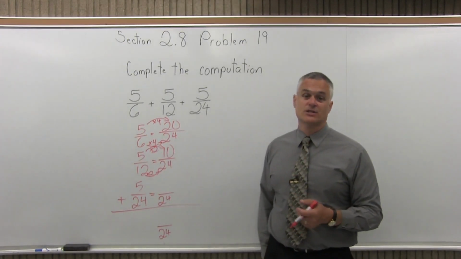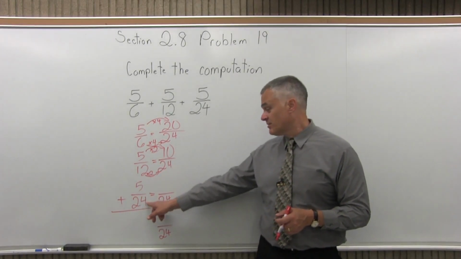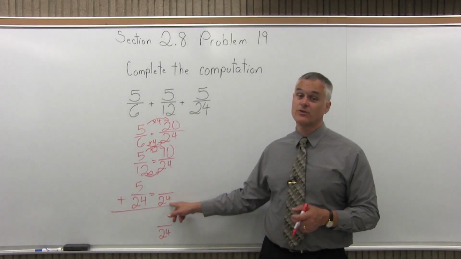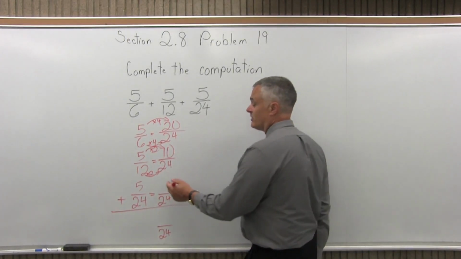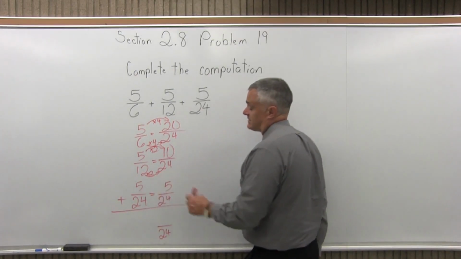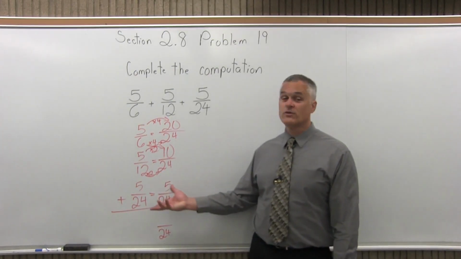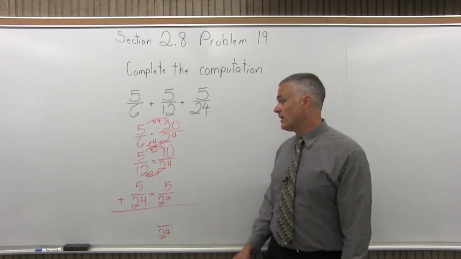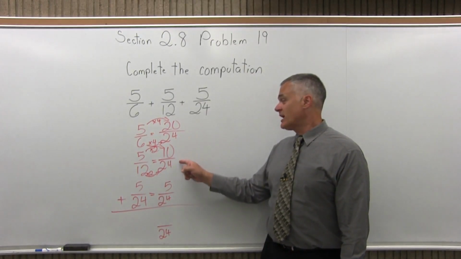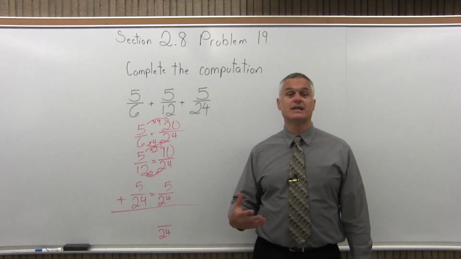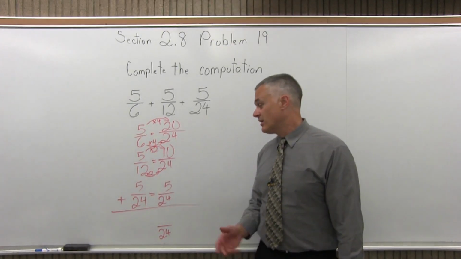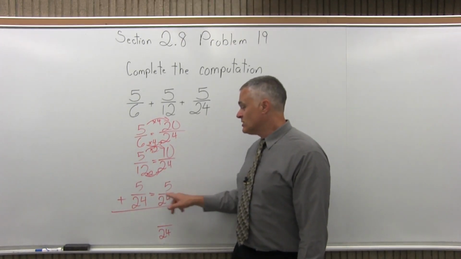Now the last fraction, in this case the last one's super easy. The denominator just got to stay the same. It was 24, it stayed 24. So the numerator will stay the same also. It was 5, it just stays 5. 5 over 24, of course, is equivalent to 5 over 24. But now what I have is 3 fractions to add where all 3 fractions have the same denominator. So this is an addition.